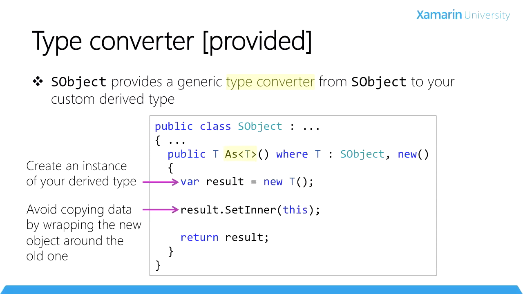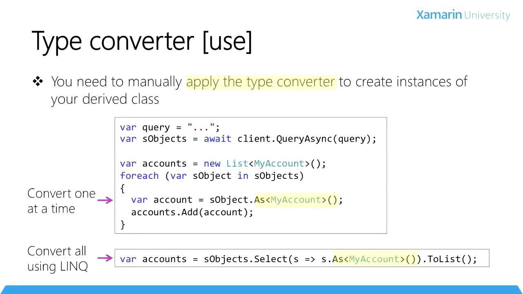The getOption, setOption methods understand this idea of the inner object. If the inner object is non-null, they forward the operation to the inner object. This means all your properties that use getOption and setOption for storage will still work even if the instances are created using this type converter. Here we have the standard pattern for this type conversion. First, we're going to run a query to get an enumerable of SObject. Then we'll loop through the SObjects and call the type converter to create an instance of your derived type. Or alternatively, you could use LINQ to instantiate the conversion for you.